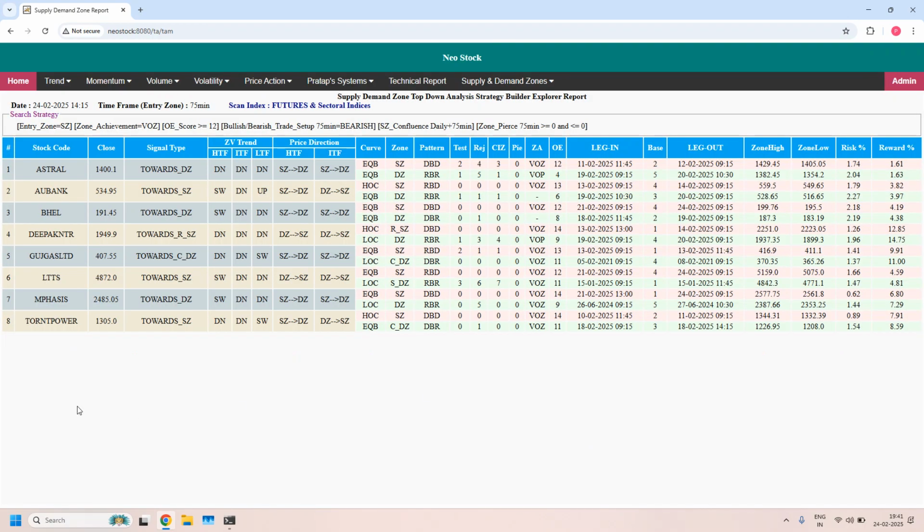Let's find. We got 8 stocks. In all these 8 stocks, these 75 minute supply zones are overlapped with the daily supply zone, and the daily trend, the ITF trend, is down in all these stocks. Let's verify if any of the daily supply zones have daily EMA confluence.